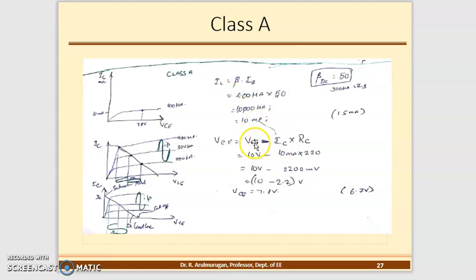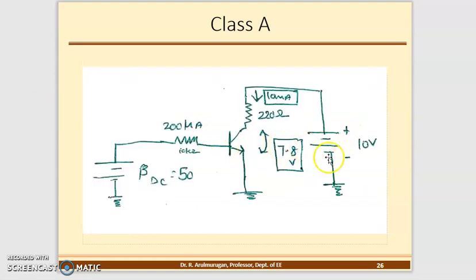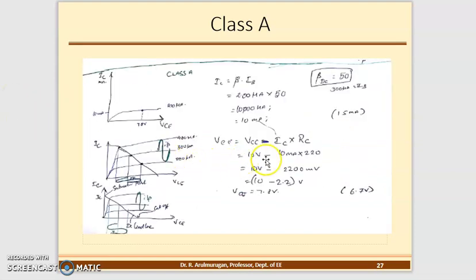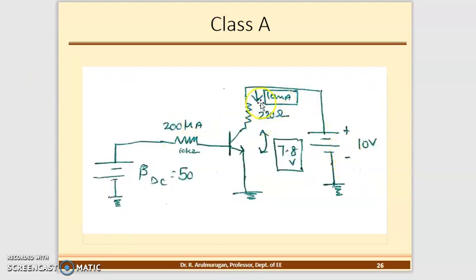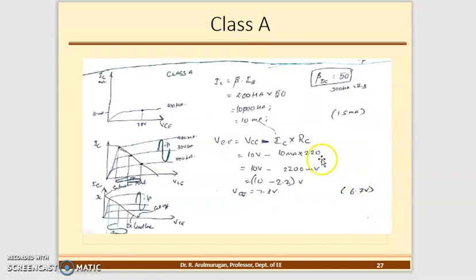What is the VCC voltage? You have seen that I apply 10 volts, so substitute 10 volts, and RC. The collector resistance RC is 220 ohms. Substitute and subtract, and you get 7.8. So 10 milliamperes and 7.8 is the Q point for 200 microamps.